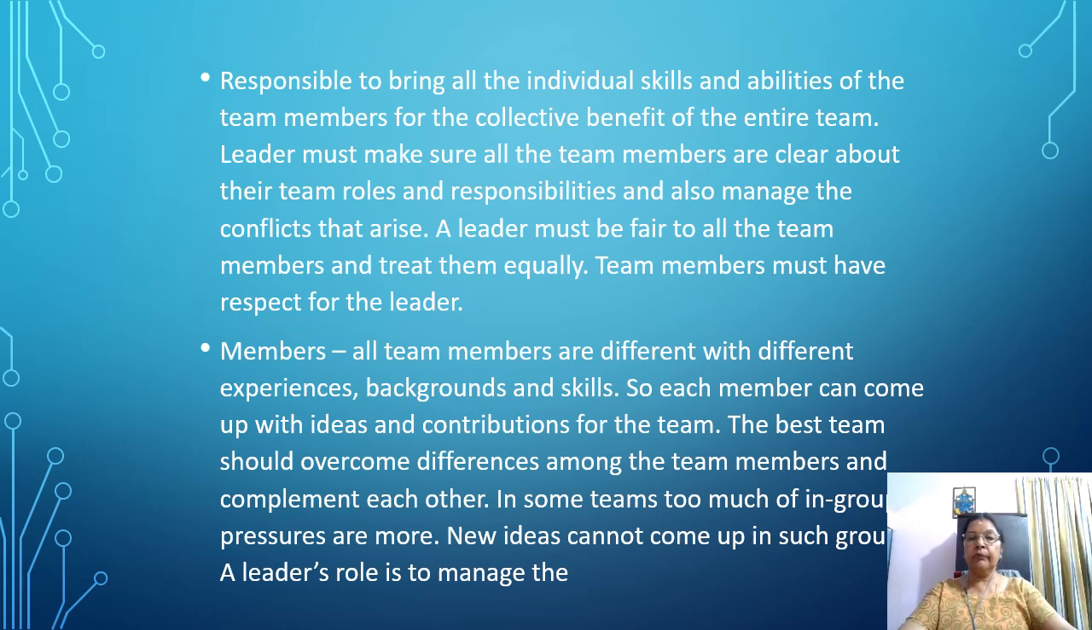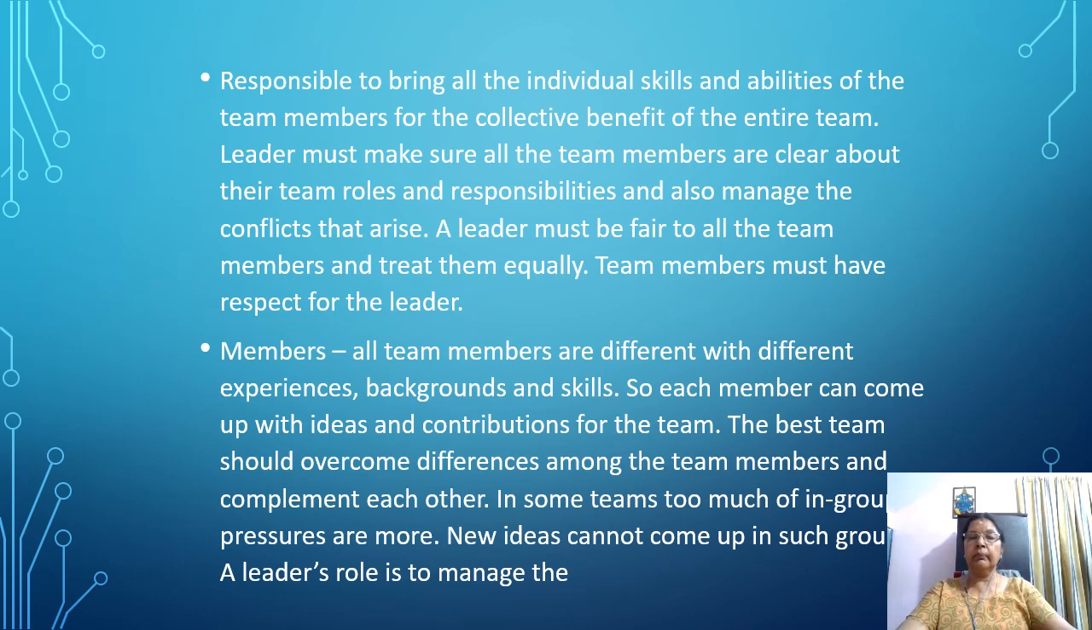So, what type of leadership role is played by the team leader can affect the team's performance. Next is the team members. How different are the team members from each other? How diverse are they? What are their different experience levels? What are their different backgrounds? What are the different skill sets they have? So that will affect the team performance.